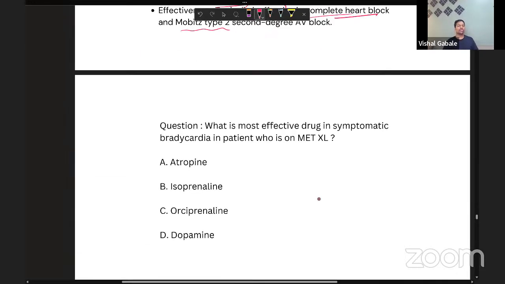Then what is the most effective drug in a symptomatic patient who is on metoprolol? So metoprolol causes bradycardia, right? So there is one drug that typically helps in beta blocker induced bradycardia. Can anybody tell me the name of that? Okay, so isoprenaline. Why? Because isoprenaline acts on the beta receptors. All right.